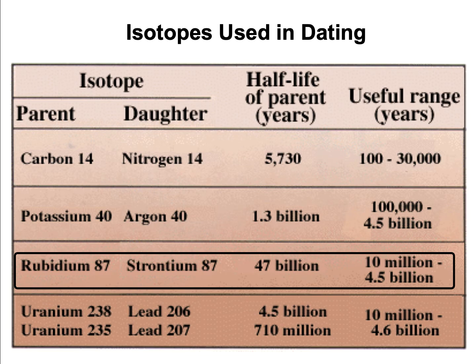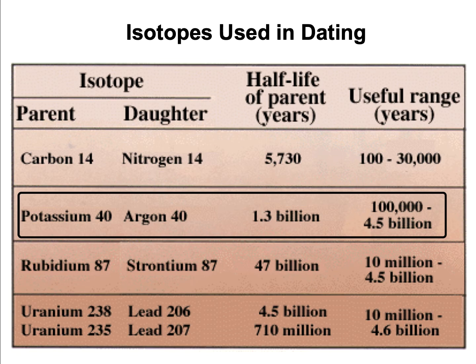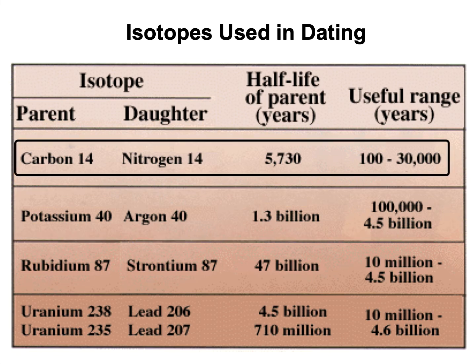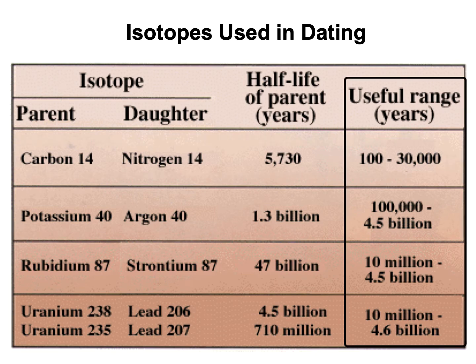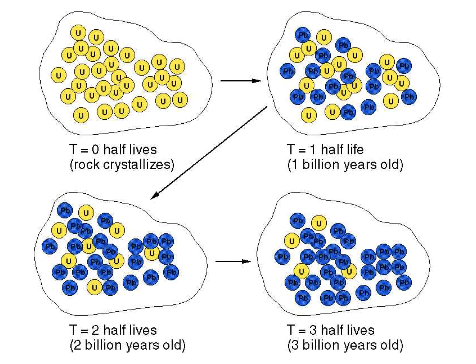Rubidium-87 can be used for 10 million to 4.5 billion year time ranges. Potassium-40 can be used for younger ages, and then carbon-14 can be used for even younger ages. And so by choosing the appropriate one, you can find a range where you can date particular rocks fairly well. So this shows that process.